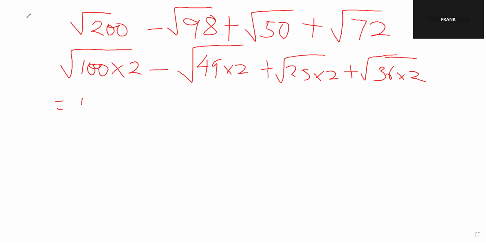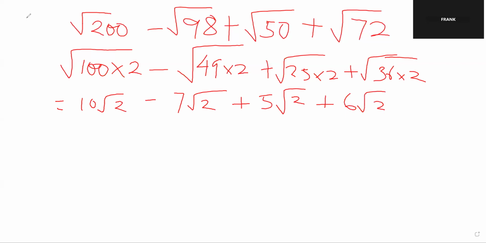So if you reduce that, that will be 10 root 2 for the first one, 7 root 2, 5 root 2, 6 root 2. I'm getting the 10 because root 100 is 10. I'm getting the 7 because root 49 is 7. I'm getting the 5 because root 25 is 5. I'm getting that 6 because root 36 is 6. Now I realize that all these 4 sets are like sets. So we are going to solve them.